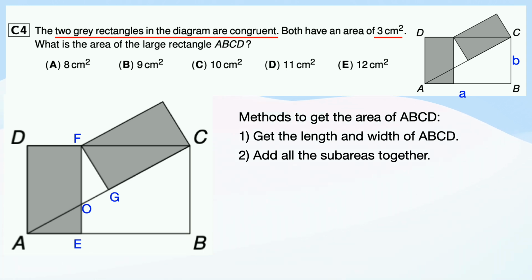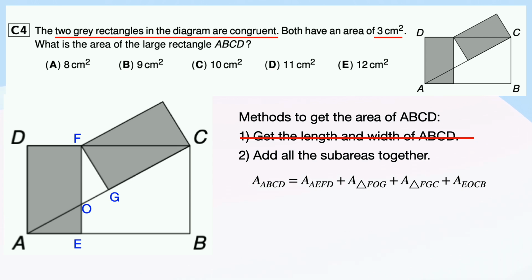Can we express the area of rectangle ABCD as the sum of a rectangle AEFD, triangle FOG, triangle FGC, and the trapezoid EOCB? We already know the area of AEFD is 3 square centimeters, and triangle FGC is half of the gray area. They are 3 and 1.5 square centimeters respectively.